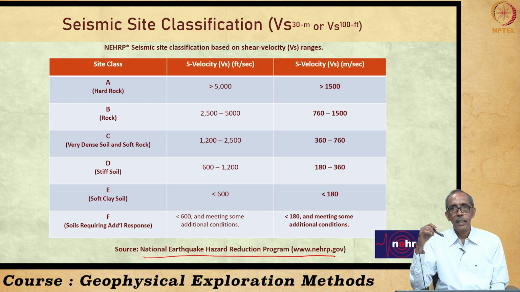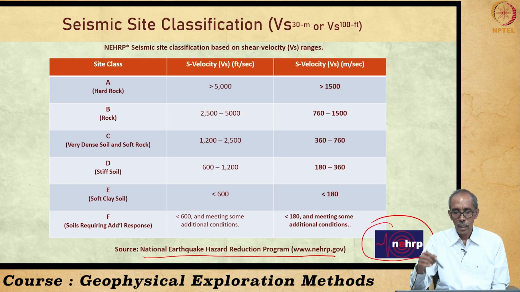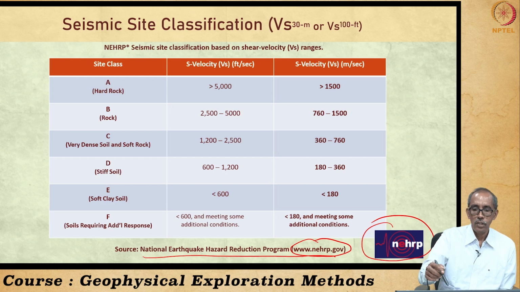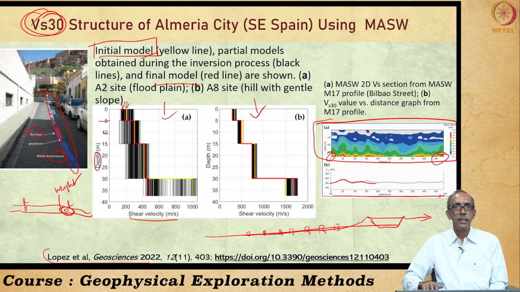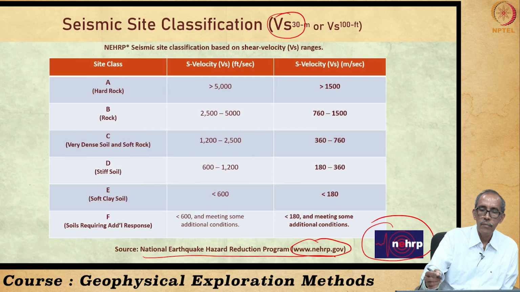Reduction Program, NEHRP. According to them, the rocks are classified based on the velocity of the shear waves at different distances below the surface of the earth. Vs30 here refers to the velocity of shear waves at 30 meters below the surface of the earth.